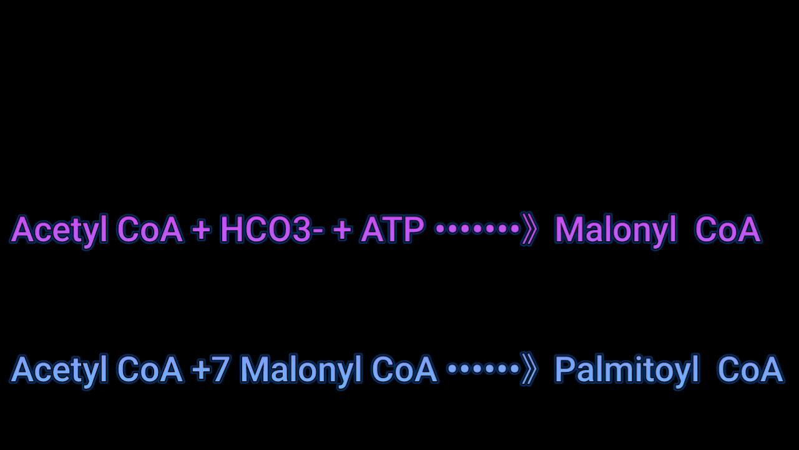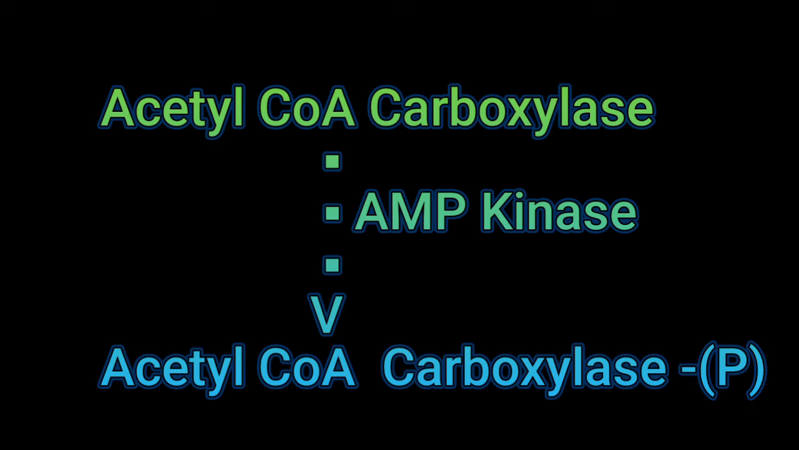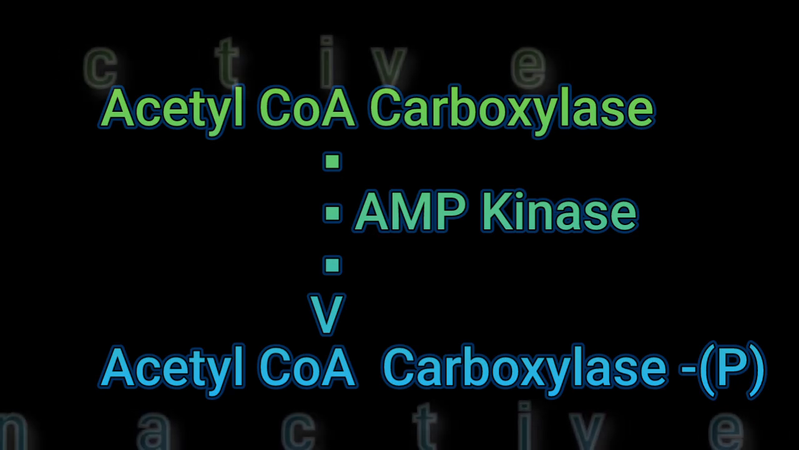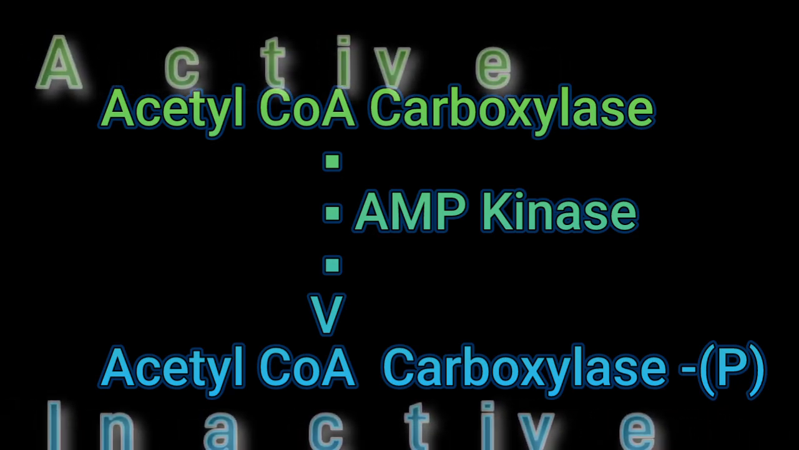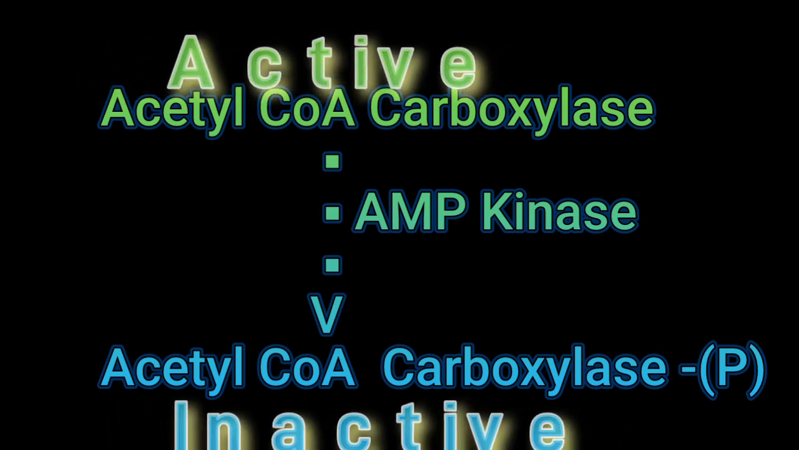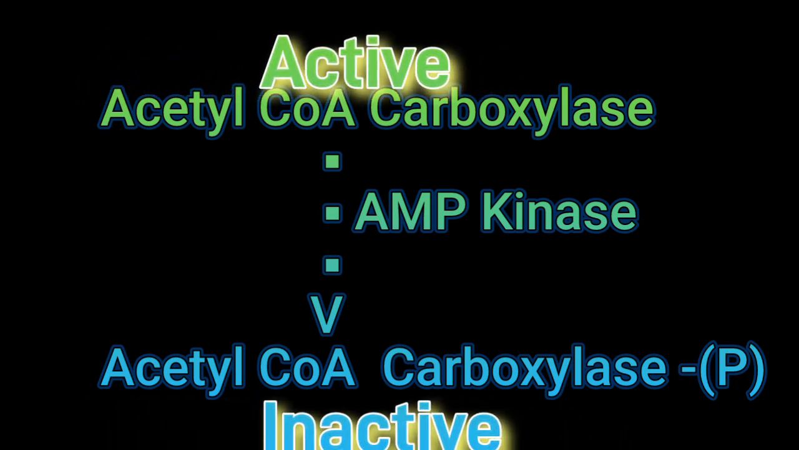The second important regulation of acetyl-CoA carboxylase is that it can be covalently modified by AMP kinase, meaning it can be phosphorylated by AMP kinase. In the phosphorylated form, acetyl-CoA carboxylase is less active than the dephosphorylated form. As such, phosphorylation of acetyl-CoA carboxylase by AMP kinase will inhibit the enzyme and therefore inhibit fatty acid synthesis overall.